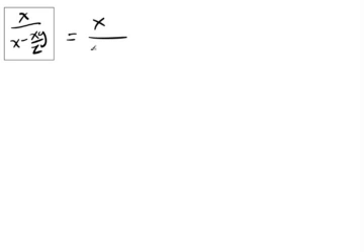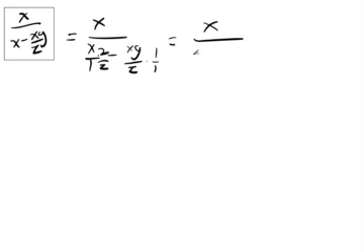x over 1 minus xy over z. So we're going to multiply xy over z by the denominator, which is 1. And we're going to multiply x over 1 by the denominator over here, which is z. And it's going to give us x over xz over z minus xy over z.